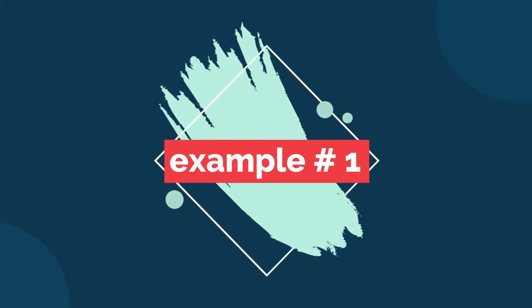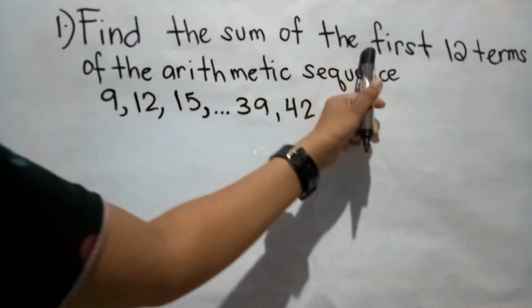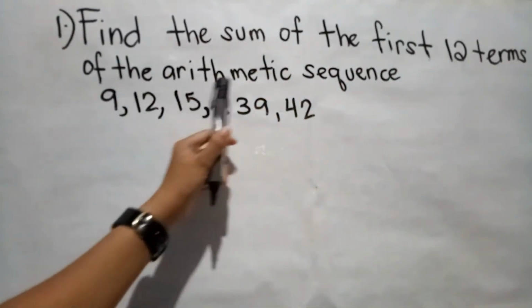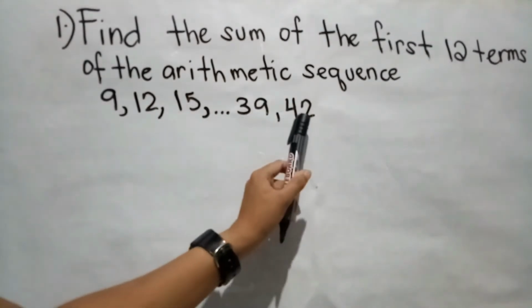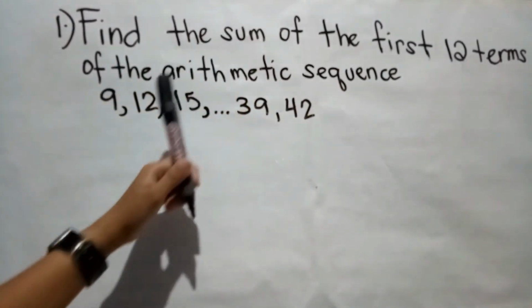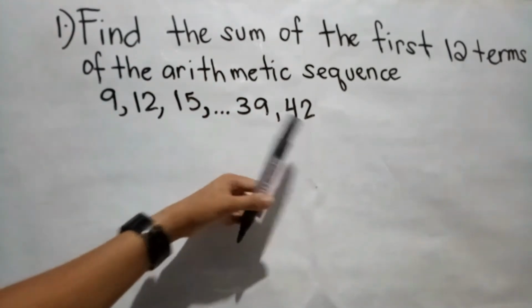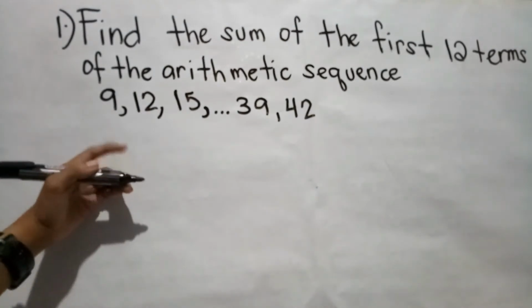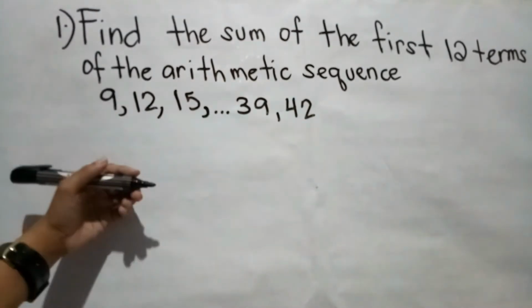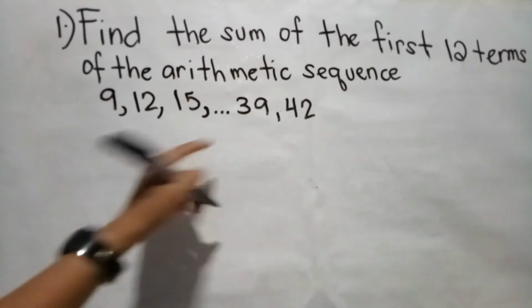Let's have example number 1. Find the sum of the first 12 terms of the arithmetic sequence 9, 12, 15, 39, 42. In finding the sum, you can also solve it manually. So write the 12 terms here, then add. To solve the arithmetic series in this example, we are going to use the first formula because the last term is given.